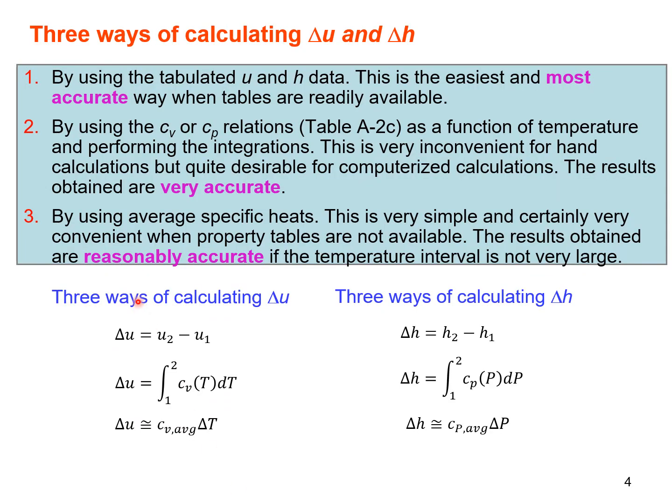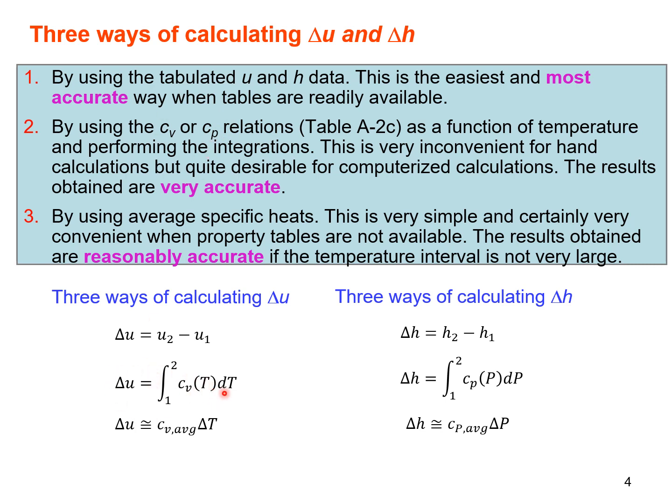So how do we calculate delta U and delta H specifically? Well, there are actually 3 methods. First, we can use the tabulated values for U and H. This is the easiest and most accurate way when the tables are readily available. We could also use the values for CV and CP. These are mathematical relationships, and we can do the integration.